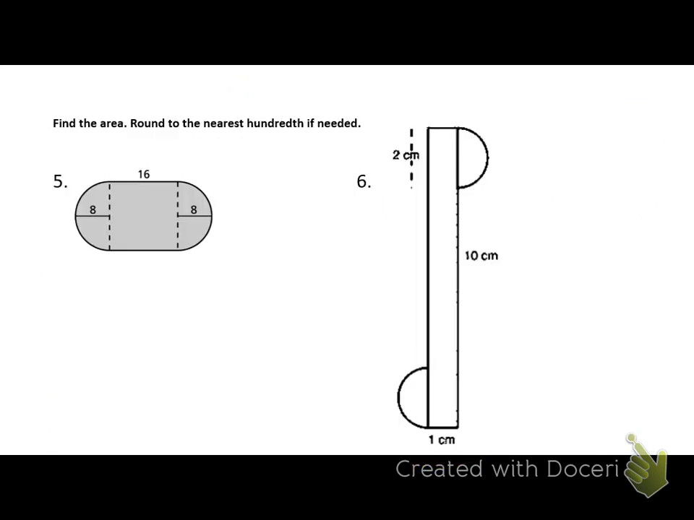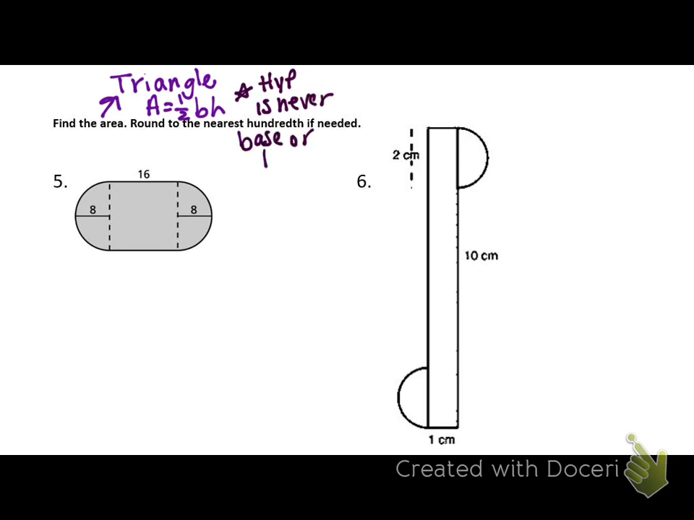And then we'll move on to area. So area is the portion inside of a shape. You have to use area formulas. So to remind you, the area formula of a triangle is 1/2 base times height. Keep in mind that the hypotenuse, if you have a right triangle, the hypotenuse is never the base or the height.